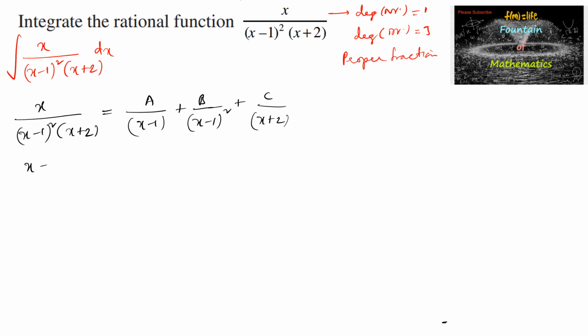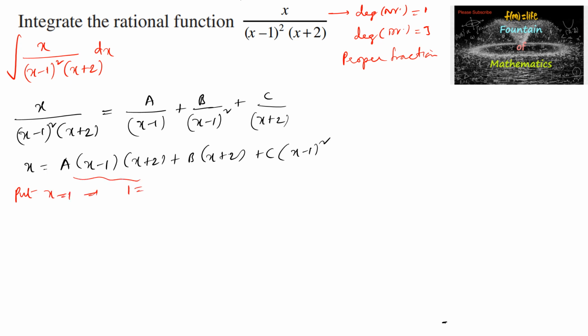So we can write x is equal to a times of x minus 1 into x plus 2 plus b times of x plus 2 plus c times of x minus 1 whole square. So put x is equal to 1. So we get 1 is equal to first term will become 0 and the last term will become 0. So we have b times of 1 plus 2, that is 3. So b is equal to 1 by 3.